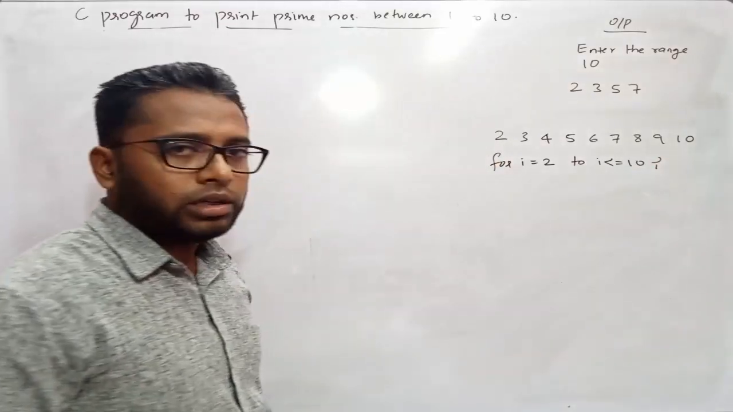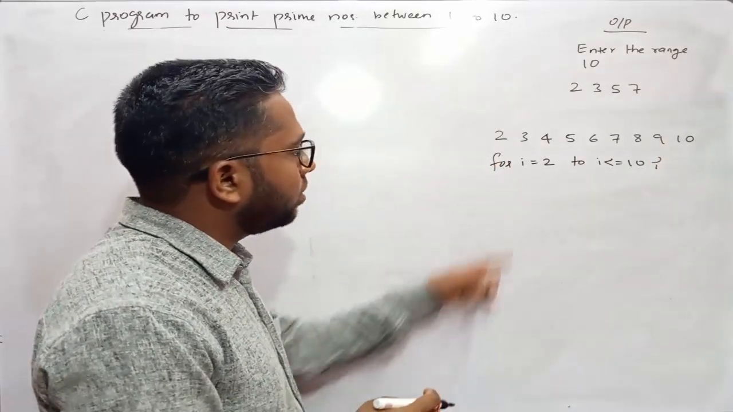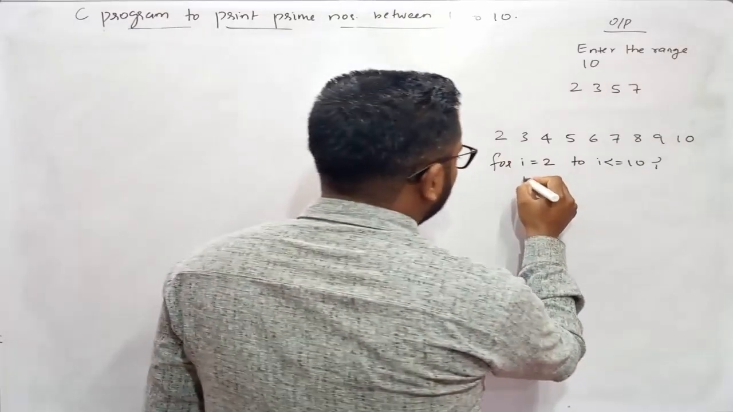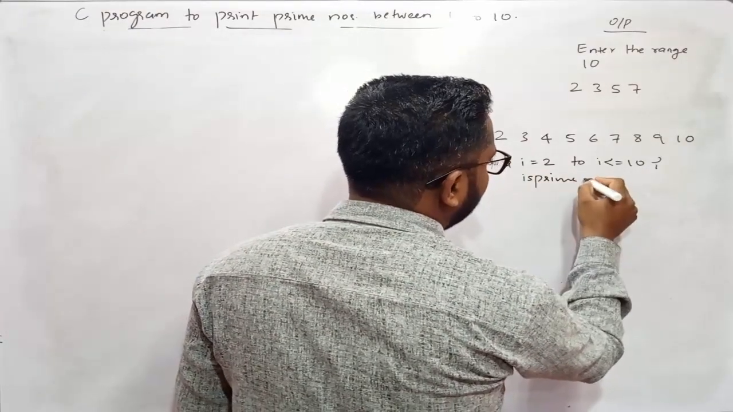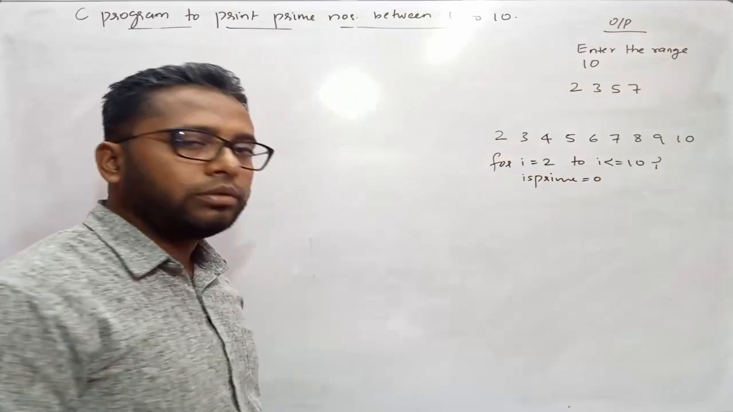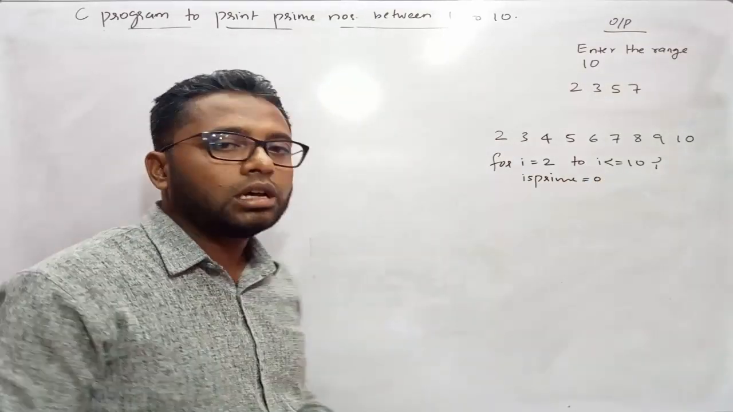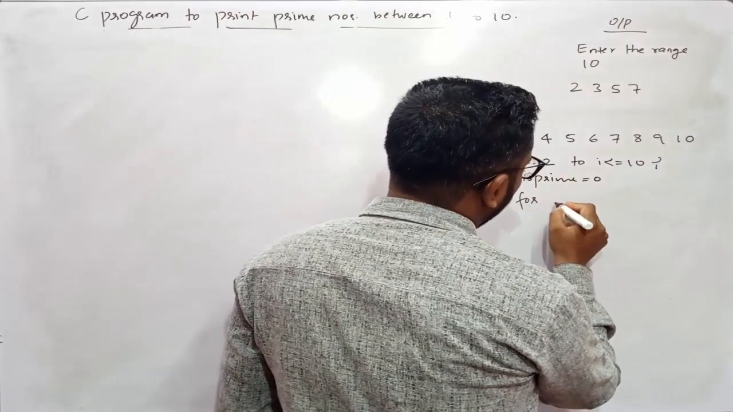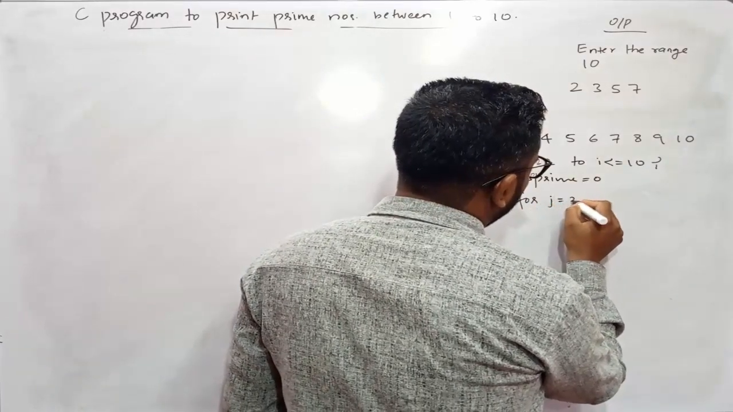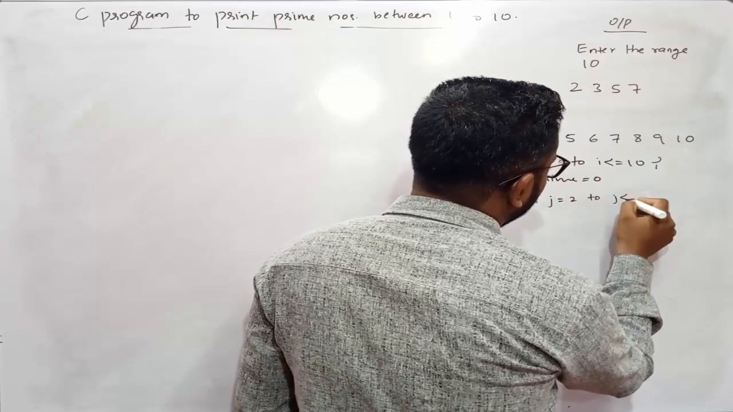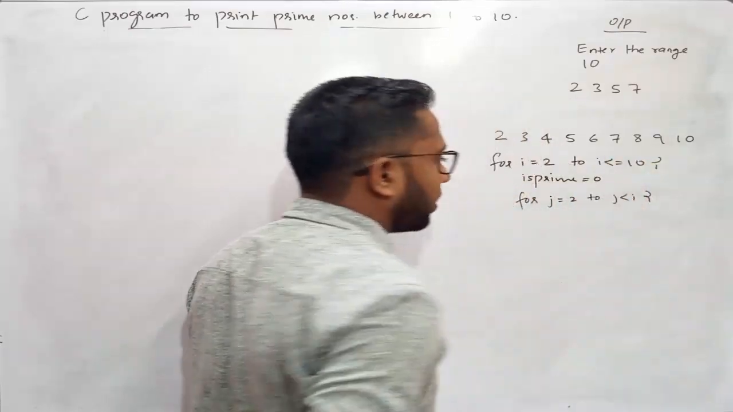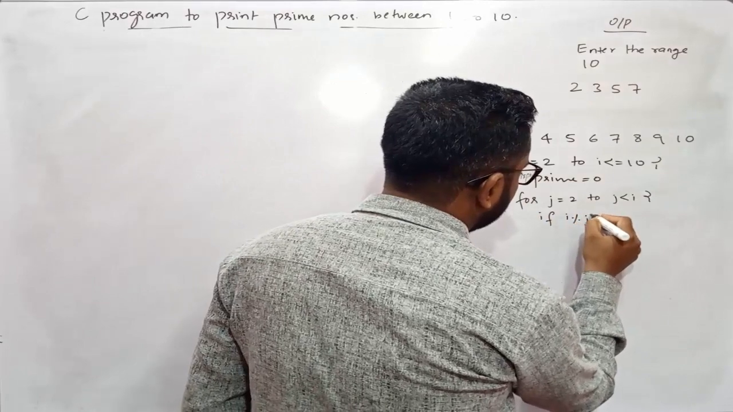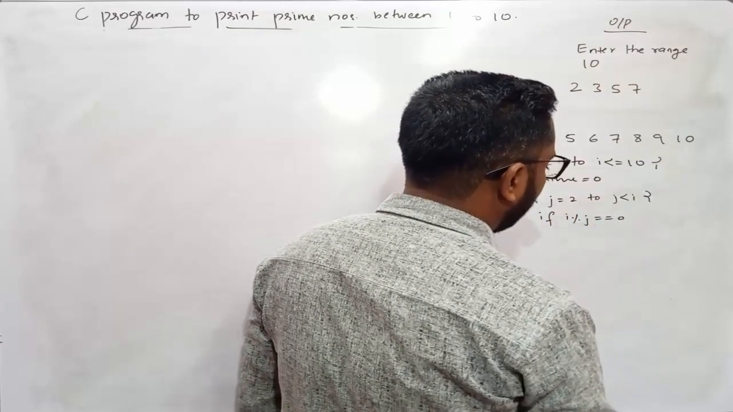Okay. Now here I am trying to check whether 2 is a prime number or not. So then I should set a variable is prime to 0. Initially we need to assume that each and every number is a prime number. Then I will start another for loop with j equals to 2 to j is less than I. Okay. I will use an if condition. If I mod j is equals to 0.